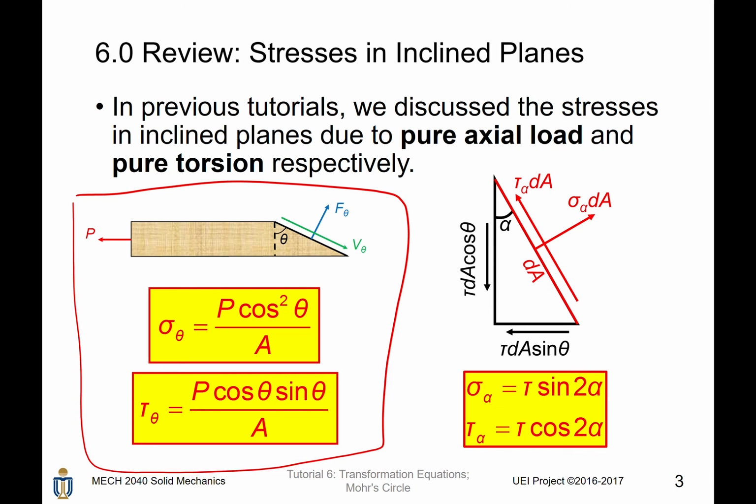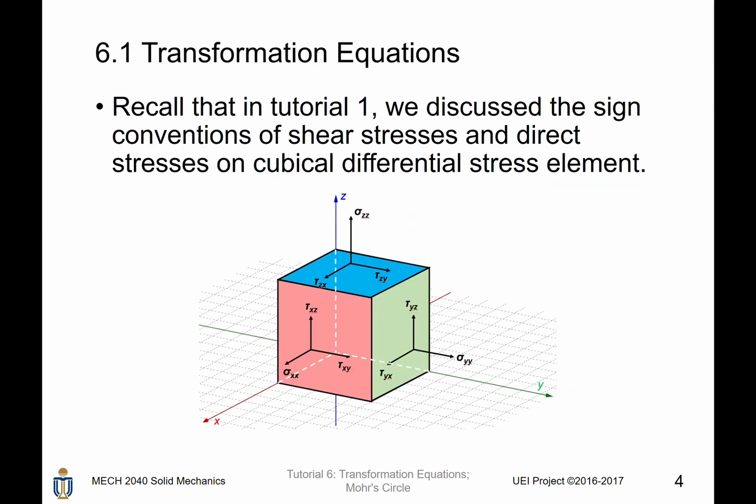Under pure torsion, the direct stress caused by it is tau sine 2 alpha, while the shear stress is given by tau cosine 2 alpha, where tau is the shear stress induced by the pure torsion. In this chapter, we are going to combine the stresses of inclined planes under axial stress and pure torsion together to get the transformation equations.